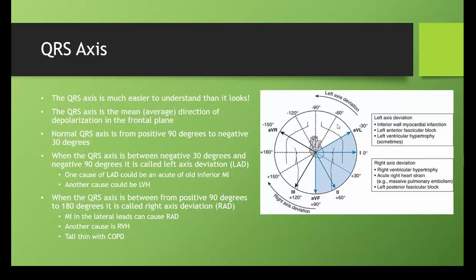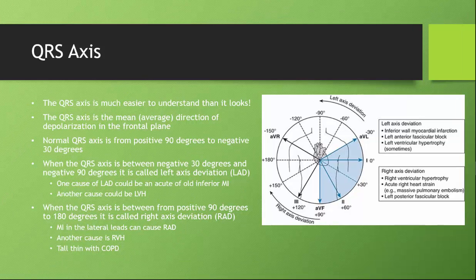So I know what you're thinking right now: how do we find the mean, or the average direction of depolarization in the frontal plane, or how do we find the QRS axis? There's definitely one way to do it that's not too hard by looking at this diagram, but luckily for us, there is also a much easier way to do it.